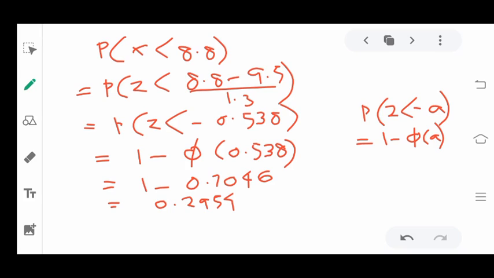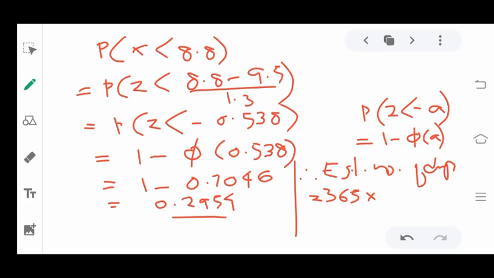So that's the probability of x less than 8.8. Therefore, we can find the estimated number of days. Estimated number of days is the total number, that is 365 days, multiplied by the probability 0.2954, which is 107.821. So approximately, if you choose 107 days or 108 days, either answer would be acceptable.